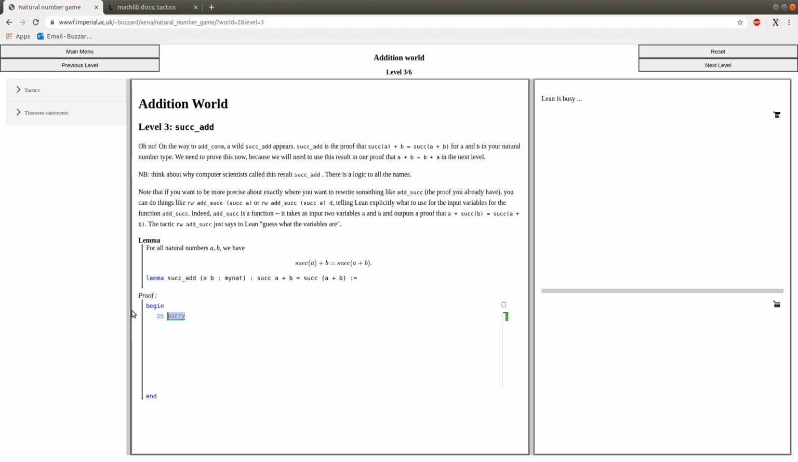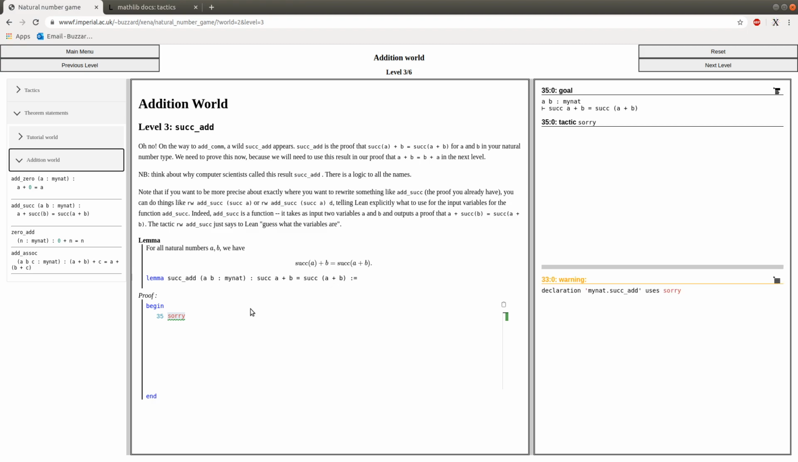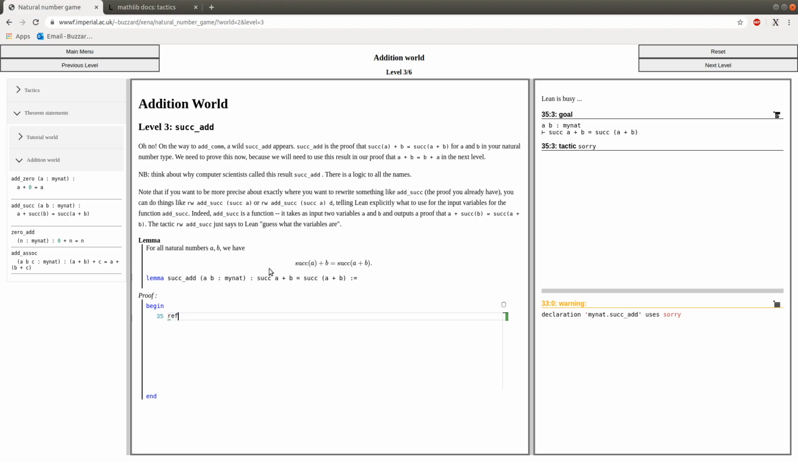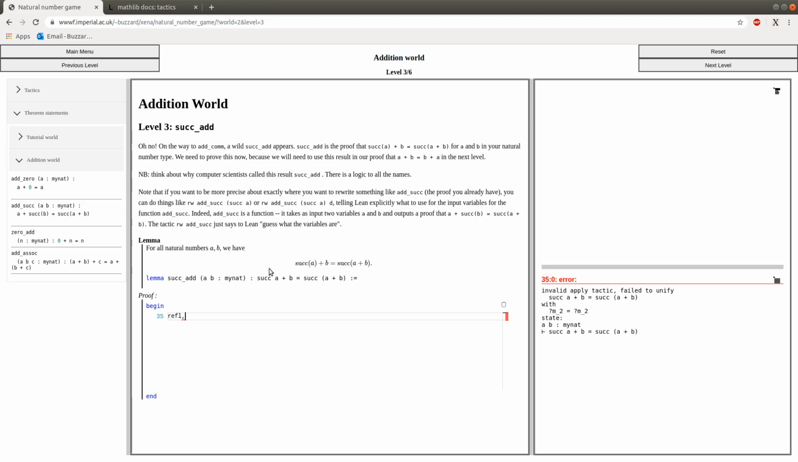So here we are, suck add. So what's my theorem? I've lost my theorem statements. How am I going to prove suck add? Is that true by definition? Let's try it. No, unfortunately, it's not true by definition. We have an error trying to prove it by definition.